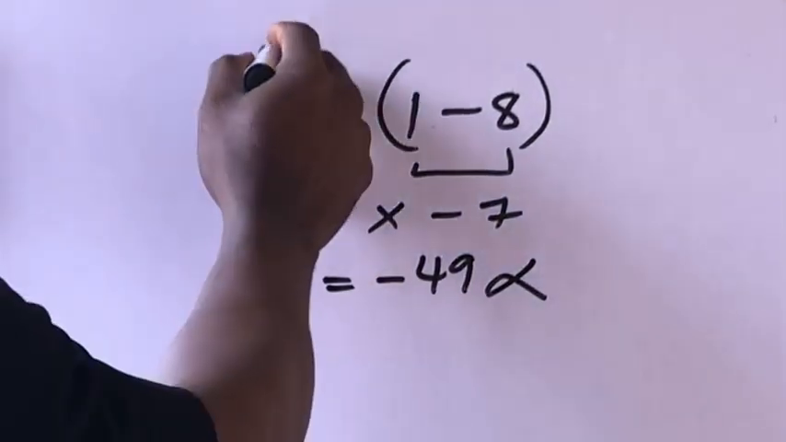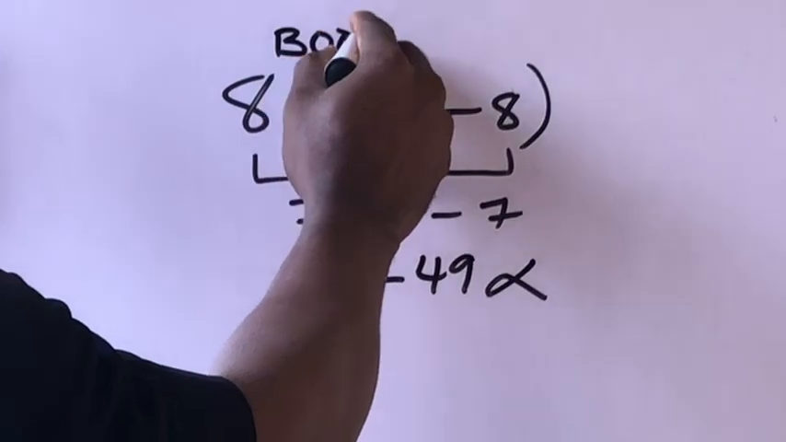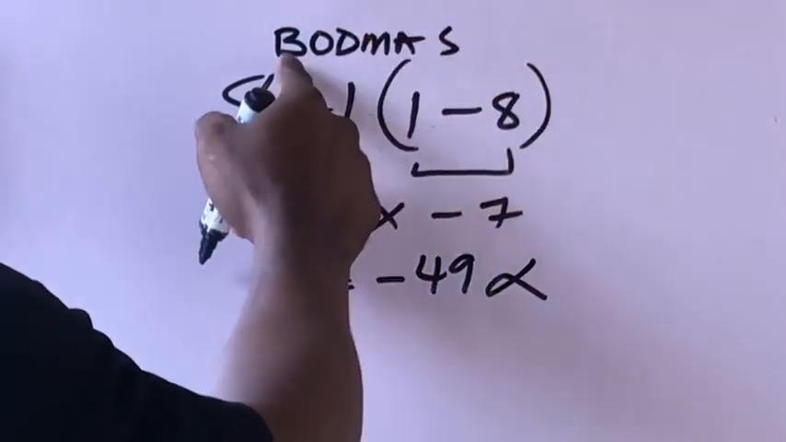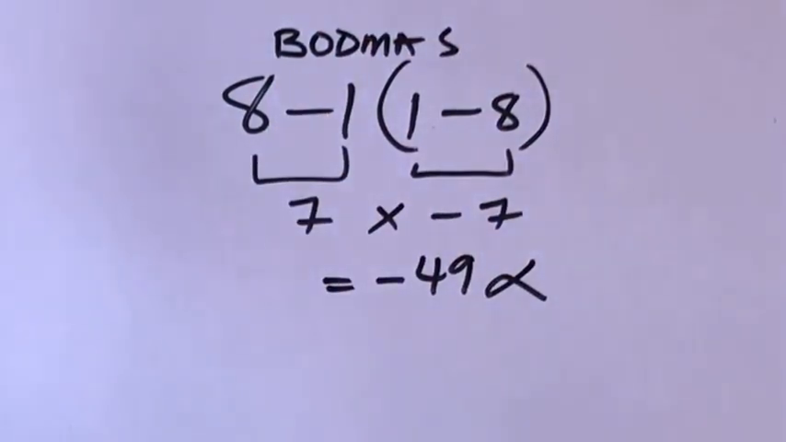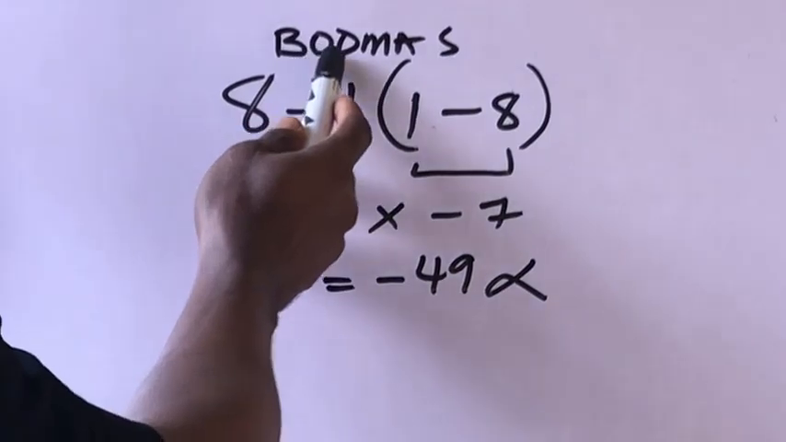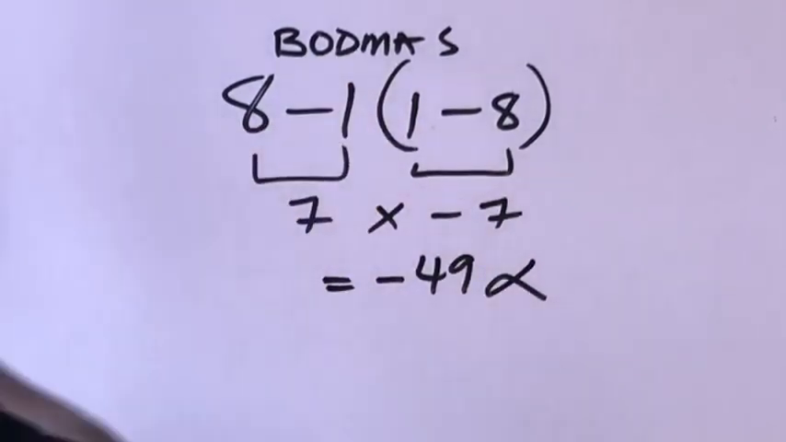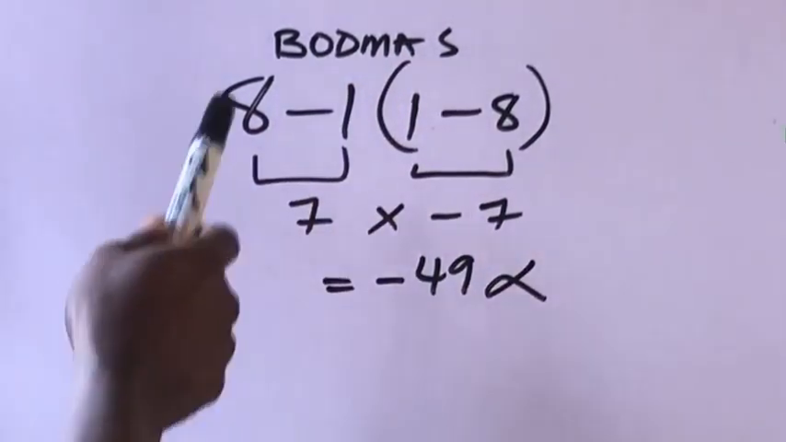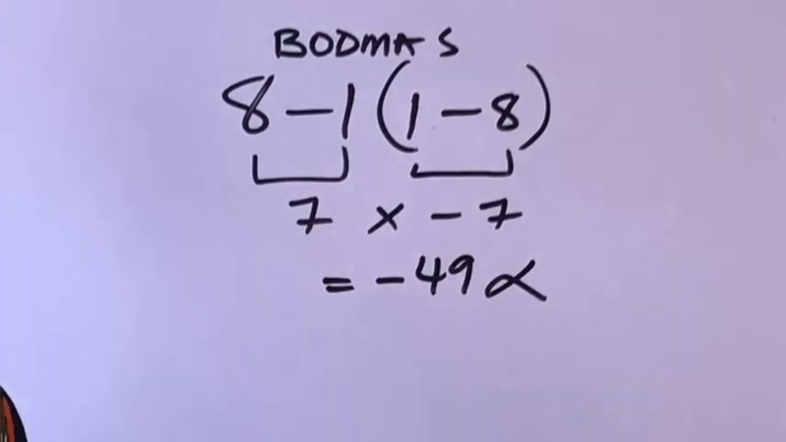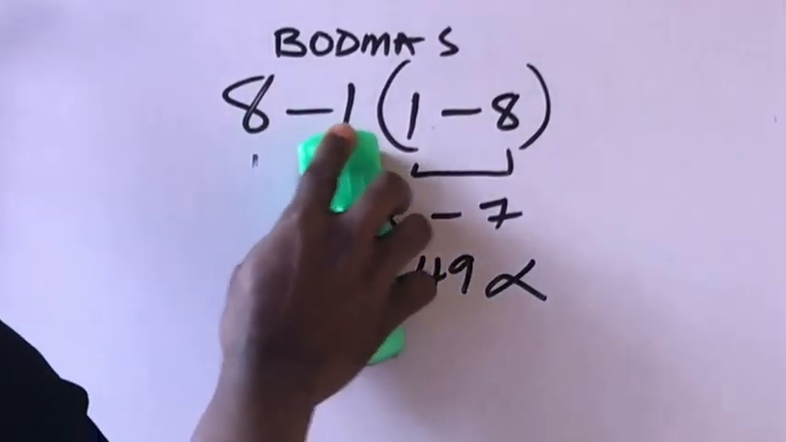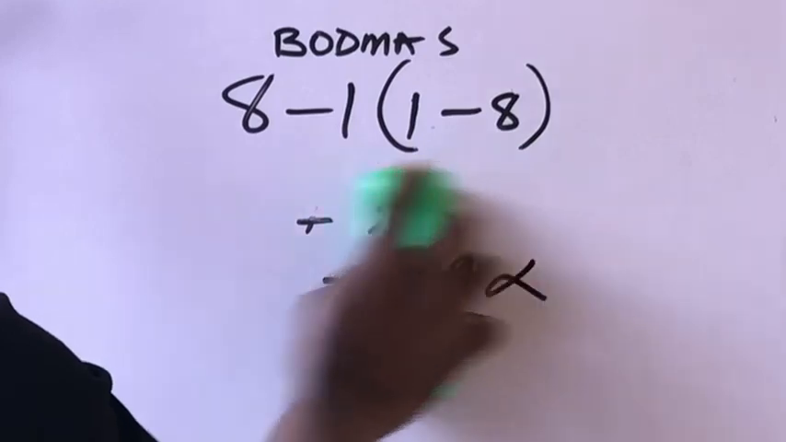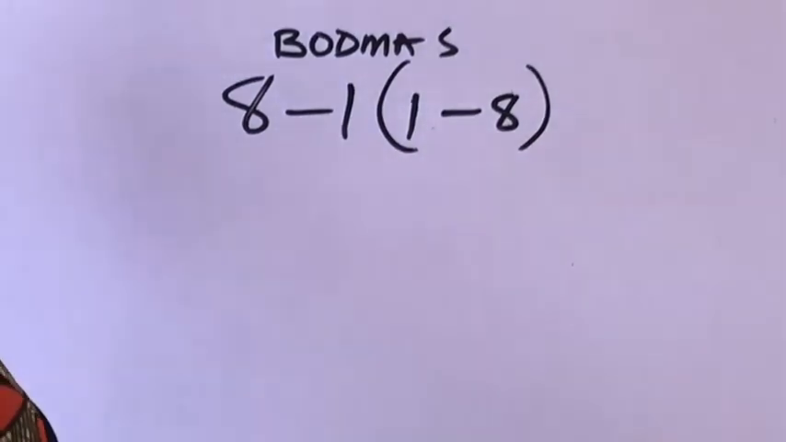According to our order of operation, B stands for bracket, also known as parenthesis. D stands for division, M stands for multiplication, A stands for addition, and S stands for subtraction. So if we follow our order of operations, our answer is going to look like this.